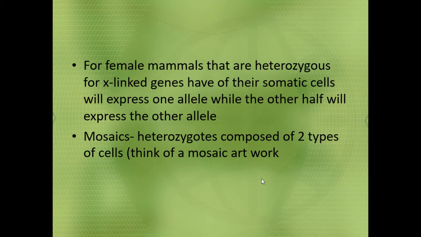For female mammals that are heterozygous for X-linked genes, they have their somatic cells that will express one allele, while the other half will express the other allele, which is why you end up with that patchy coloring on those cats.